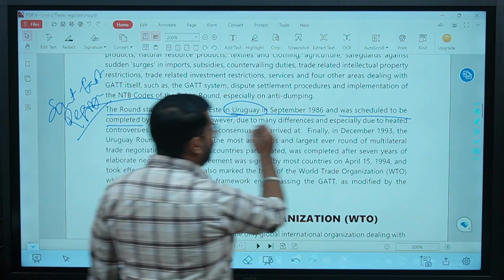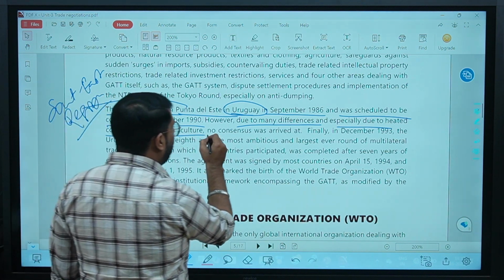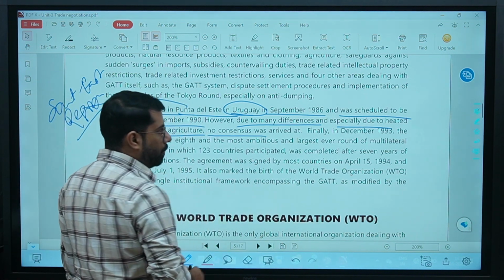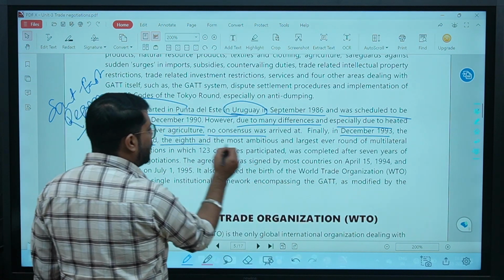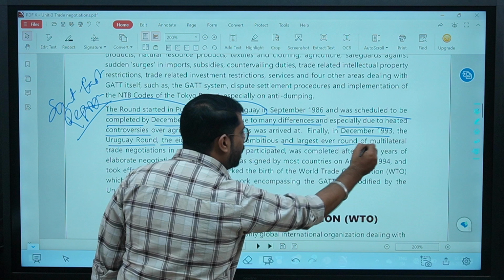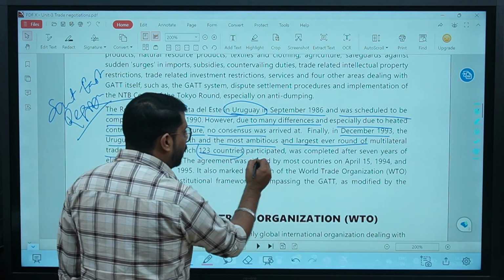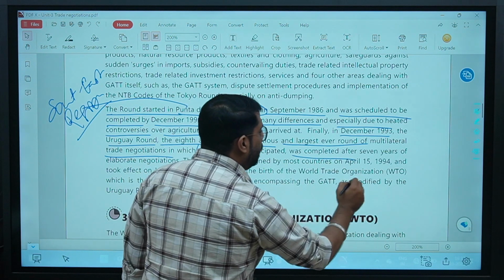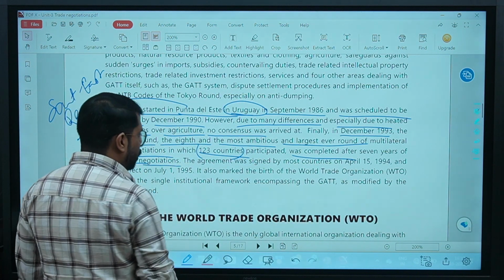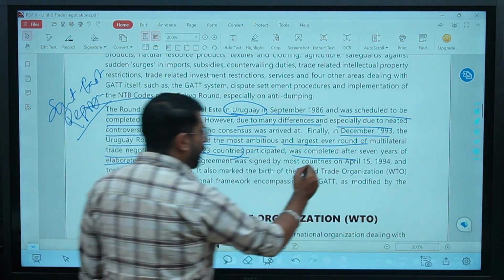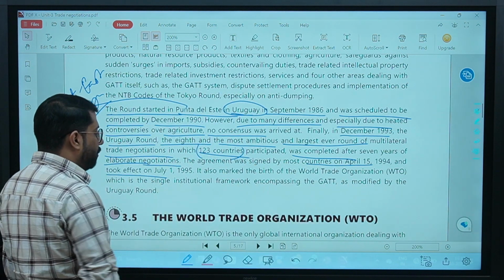However, due to many differences and especially due to heated controversies over agriculture, no consensus was arrived at. Finally, in December 93, the Uruguay round, the 8th and the most ambitious and the largest ever round of multilateral trade negotiations, in which 123 countries participated, was completed after 7 years of elaborate negotiations. The agreement was signed by most countries on April 15, 94 and took effect on July 1st, 95.